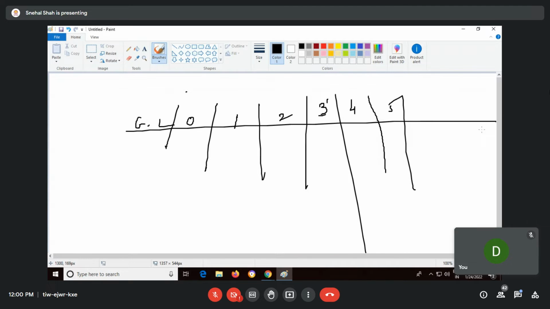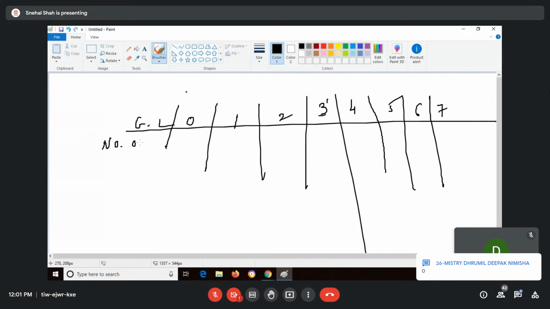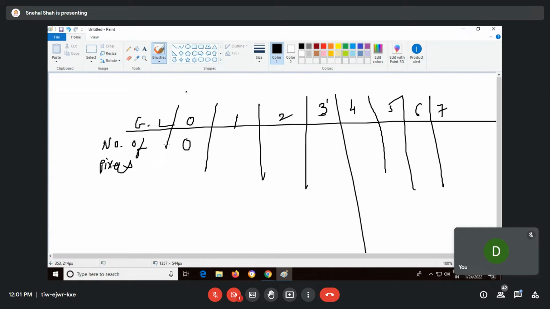5, 6 and 7. Okay, now the number of pixels, how can we write down the number of pixels? 0: how many times is 0 present in the table? 0 times. So write down the number of pixels for 0 as 0. Okay, now 1, how many times is 1 there?